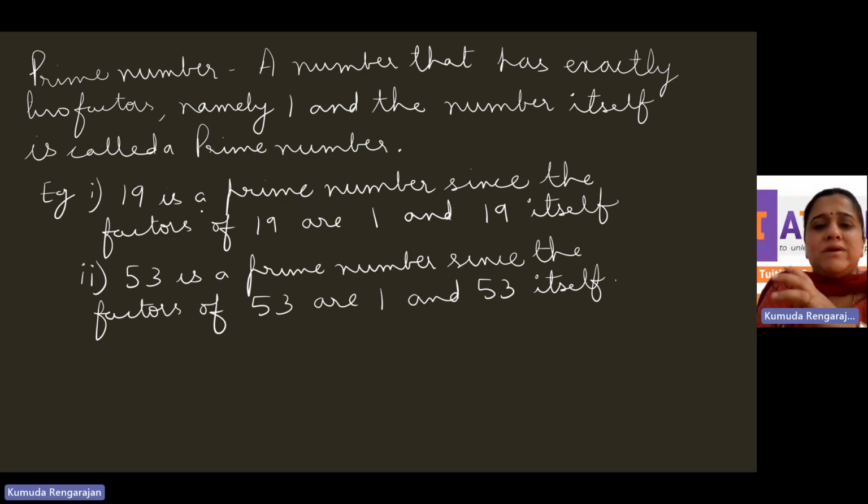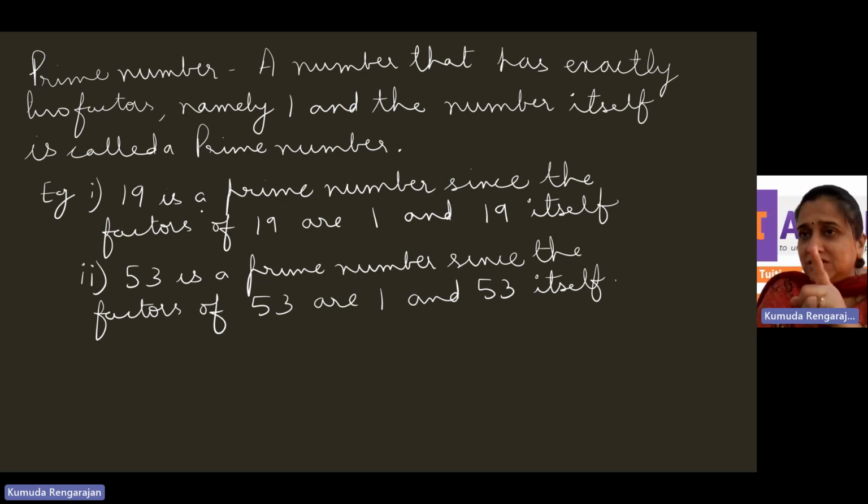Now, what do we mean by it has only two factors? When you take this number 19, you will find it in the multiplication tables of 1 and then the table of 19 itself. Will you find this number 19 as a multiple in any other tables? Like 6 ones are 6, 6 twos are 12, 6 threes are 18. 19 does not happen. Understand?